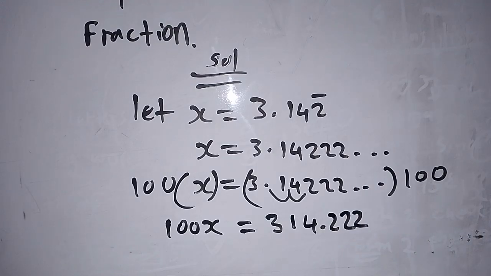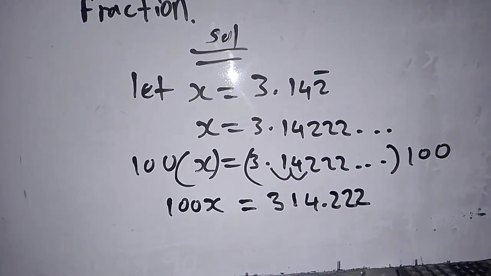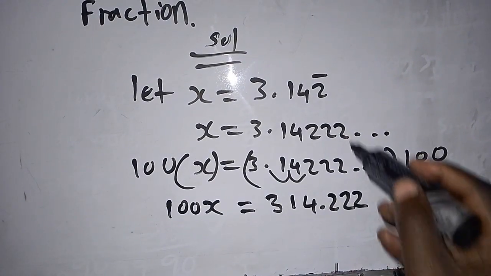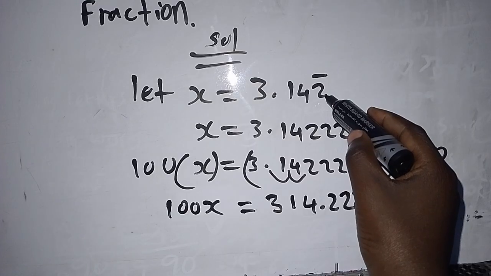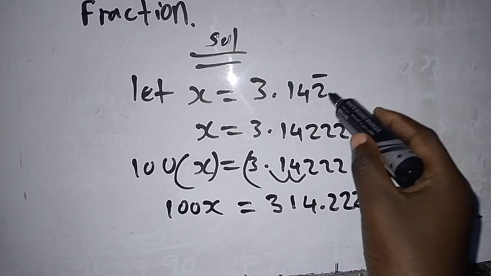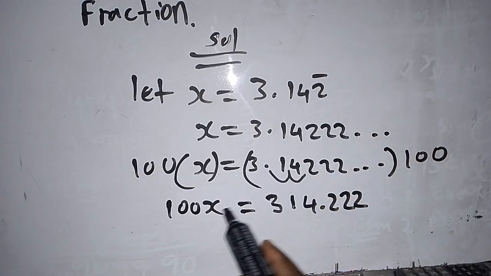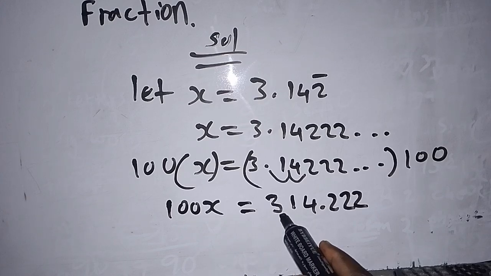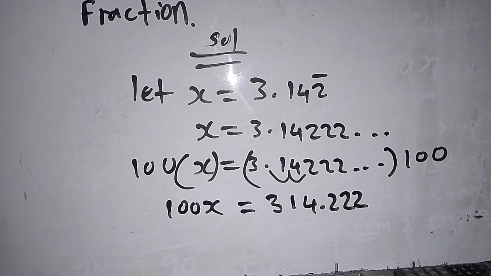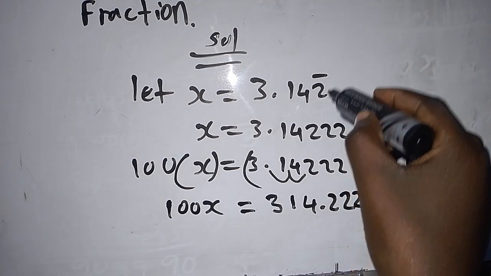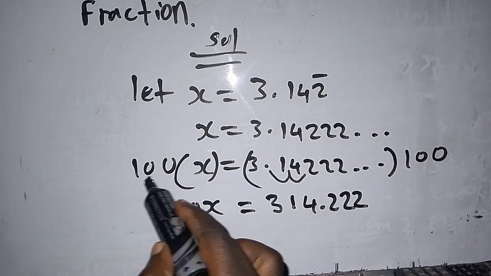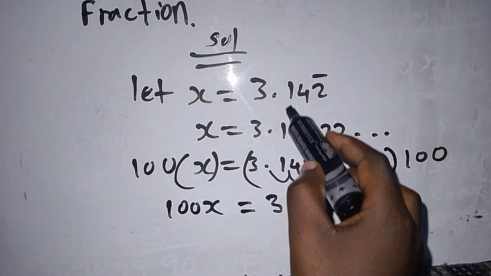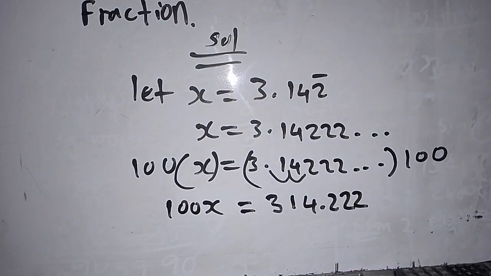Now after that, we are not done, because there is a repeating number. Only 2 is repeating. So since only 2 is repeating, this 100x equals 314.22, we multiply it with a 10. Why a 10? Because there's only one repeating number. Here we multiply with 100 because there are 2 non-repeating numbers. So there is repeating and non-repeating.